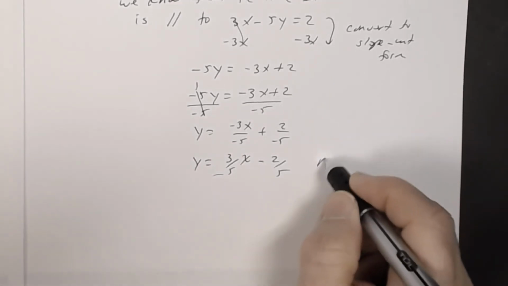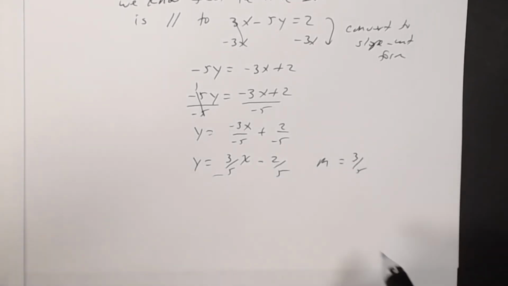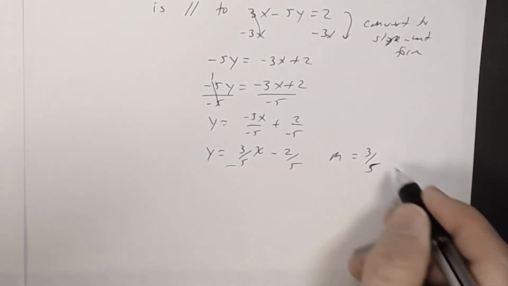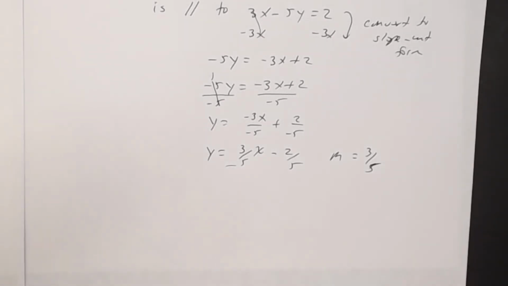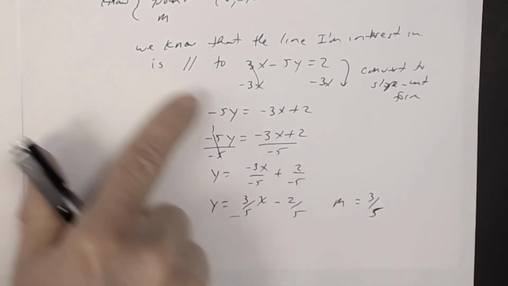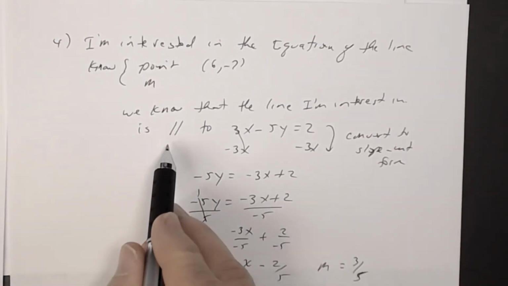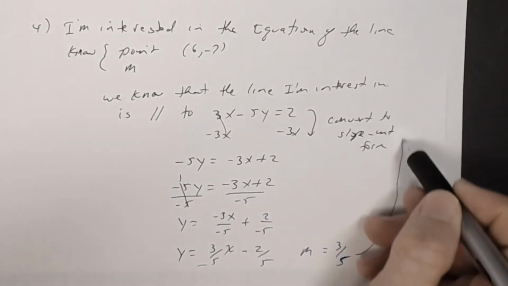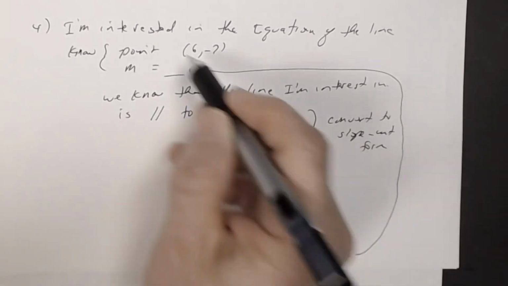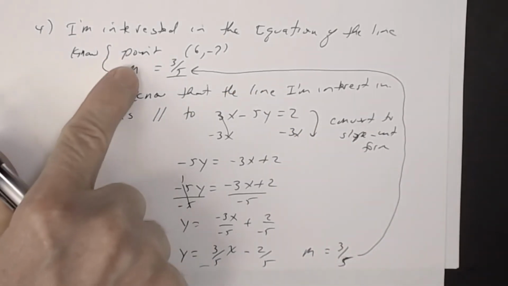So now the slope of this line right here is 3/5. I don't care what the y-intercept is. That's not needed in this problem at all. So the slope is 3/5. That means that if the slope of this line is 3/5, then the slope of my line also has to be 3/5, because they are parallel. Okay? So now I know what I need.